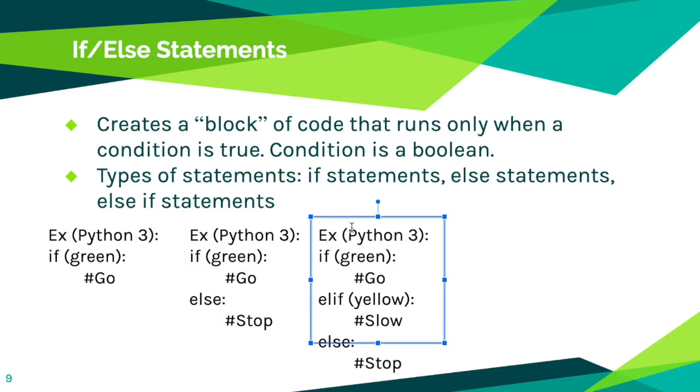And then here you have if green, so if green is true, you're going to stop here. But if green is not true, you're going to go to this else if statement. And else if in Python is elif. If green is false and yellow is true, you stop here. But if green is false and yellow is false, then you finally go to this else statement, and then you stop. So that's basically it for if-else statements.